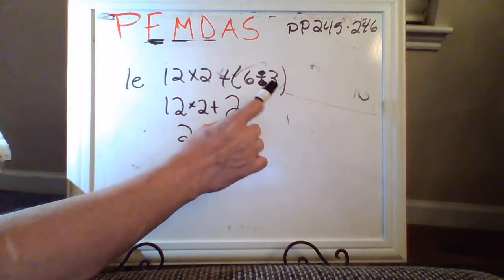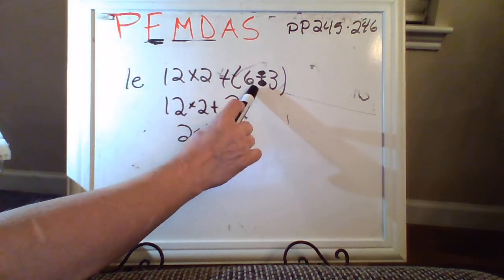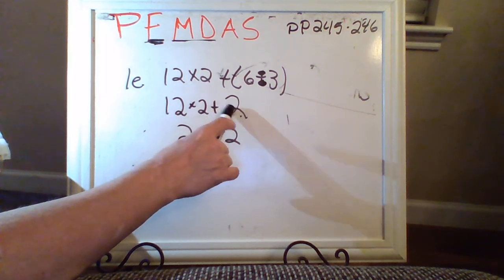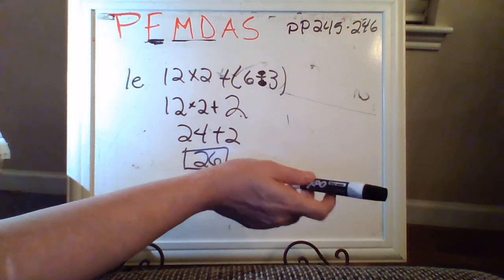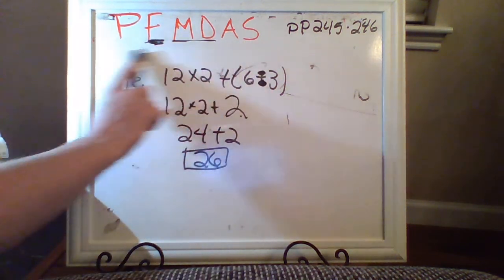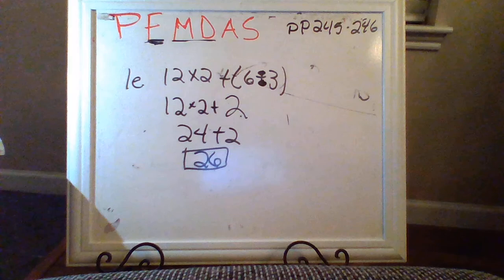Remember, if I had just done any of them out of order, let's say I did 2 plus 2 is 4, then I have 12 times 4, and that'd be 48, and that would be wrong. You have to follow this every single time.